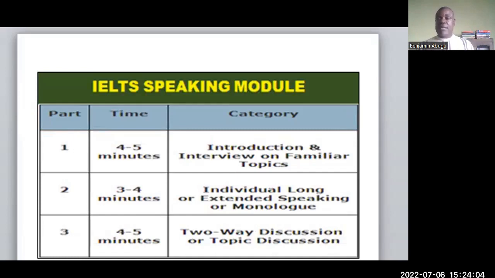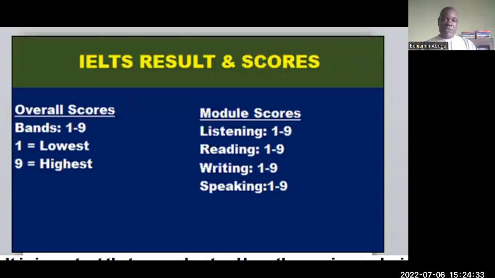Now, in task 3, which is a discussion, the examiner will ask you 5 to 6 questions based on the topic that was given to you in task 2. Now, generally in the speaking tasks, you need to make sure you relax and speak as naturally and as much as you can, all right? In order to score a lot of marks.